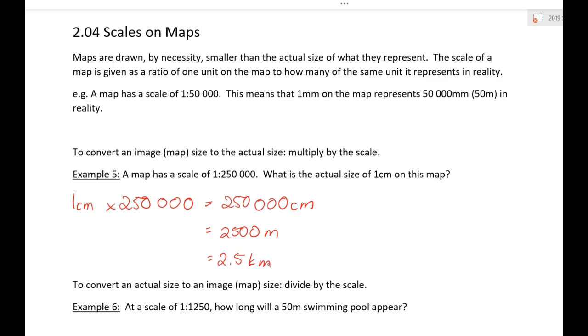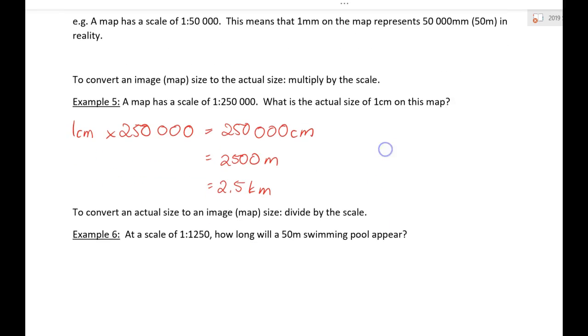Now, we have another example. Let's just go over how we worked out that one though. If I measure something that's 1 centimetre long on my map, I multiply it by this number. But I get my answer in centimetres, because that's what we started with. So I've got to convert that to a reasonable unit, which is probably kilometres.